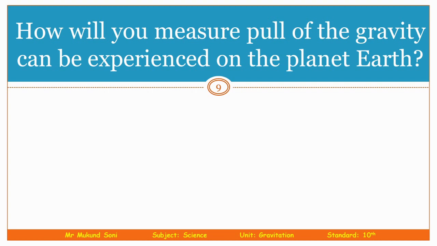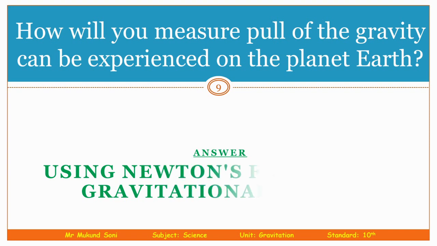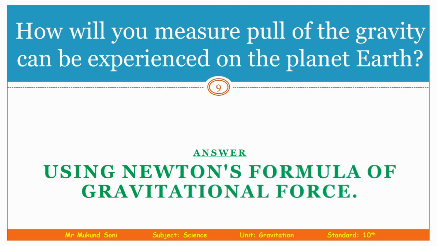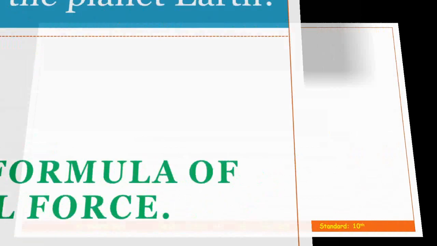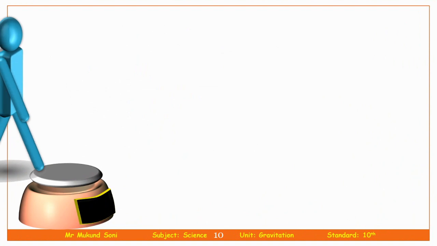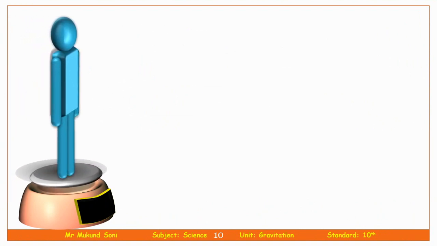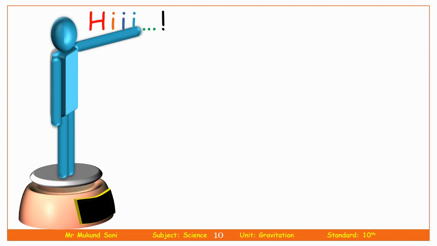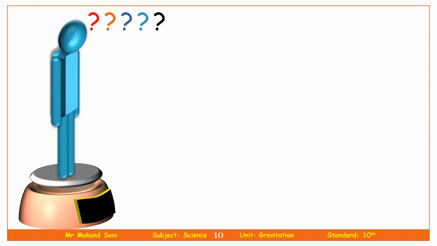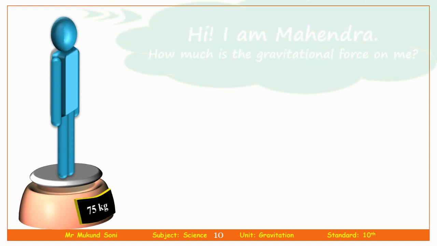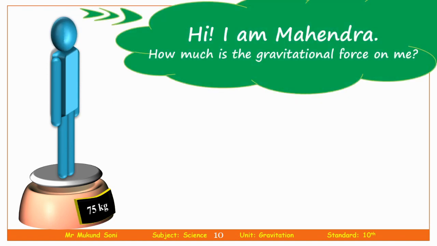Now for that, I first need to know how much force is exactly produced there. Let's look at an example. To find it out, one needs to use Newton's formula of gravitational force. I have called someone to help us understand how exactly it works. Oh, here he is. Oh, he's waving a hand for you. What is he standing on? Think. Correct. It's a weighing machine.